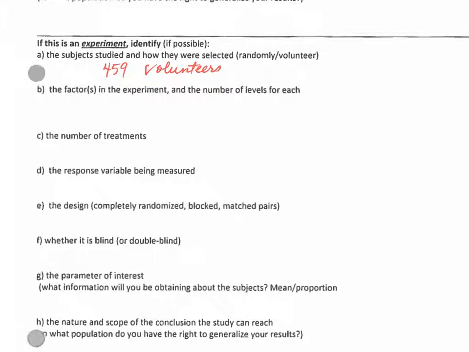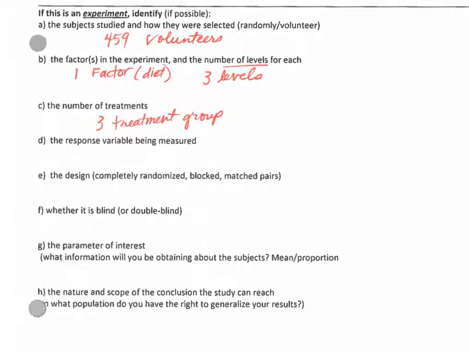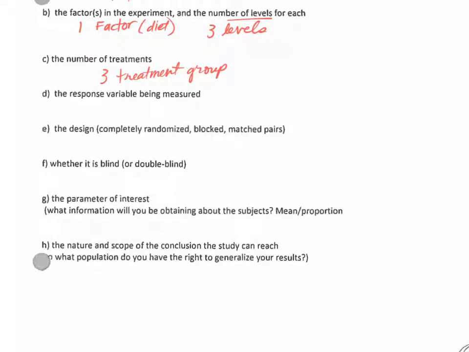There's another one that's okay. Sorry. I was just seeing how you're doing. Okay. One factor, which is the diet, and then how many levels of that factor? Yes. That was the 3 levels. And those were those ones that we highlighted a minute ago. Total of how many treatment groups? Okay, 3 treatment groups.